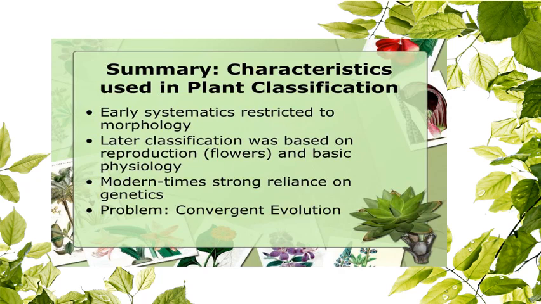So one must say convergent evolution creates problems for taxonomists who use evolutionary patterns in taxonomy to categorize or classify various organisms based on their relatedness. It often leads to incorrect relationships and false evolutionary predictions.